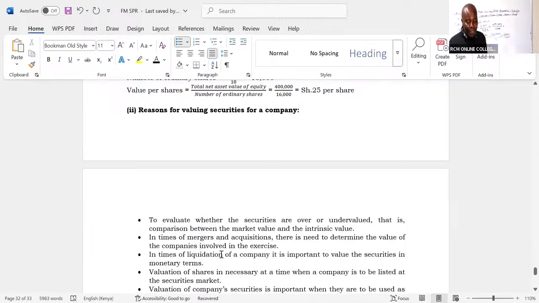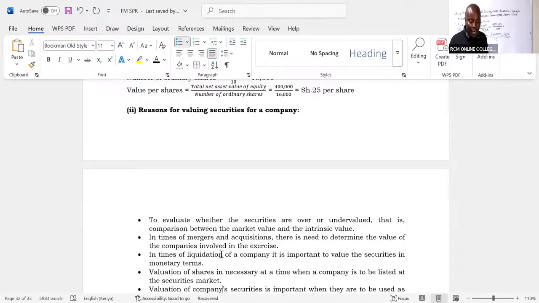In terms of liquidation of a company, it is important to value the securities in monetary terms when a company is being liquidated, when a company is unable to pay its creditors. And then the judge lifts his hammer and says, let's sell this company. At that point, it will be important for us to value a company.